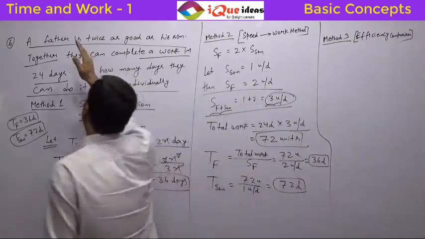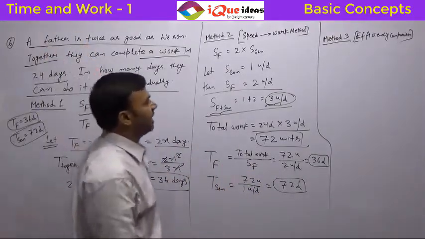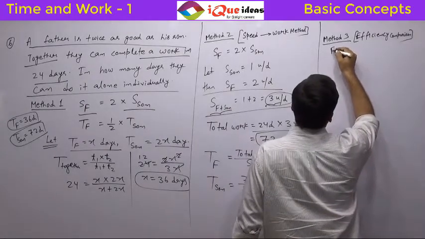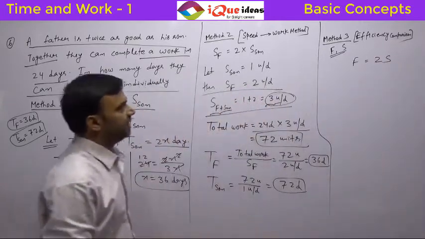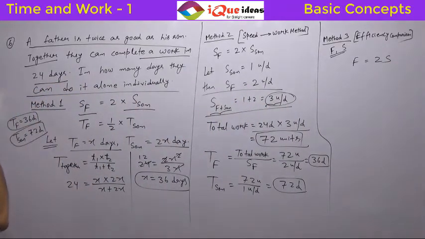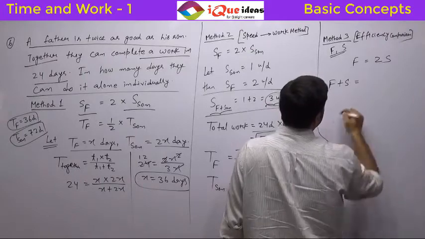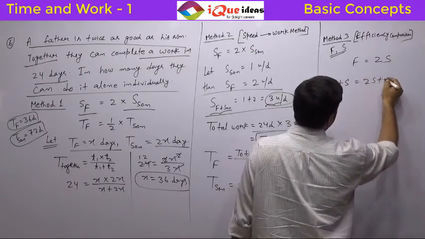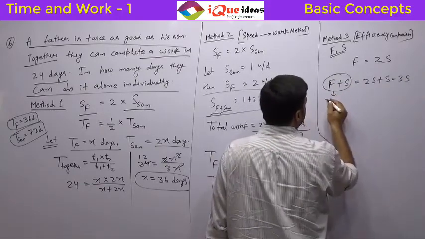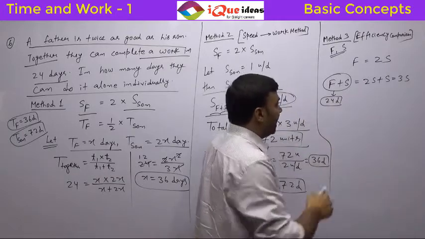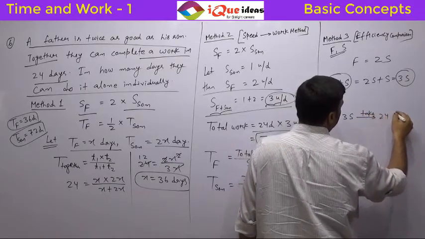Now, here the third method is entirely different. Do not mix the methods. A father is twice as good as his son. So if I say father is F and son is S, then F is equal to 2S. The father is equivalent to 2 times his son, right? That means father plus son will be equivalent to 2 times son plus son, which is equal to 3 times son. Now father and son together take 24 days to complete the work. That means 3 times son will also take 24 days to do the work.